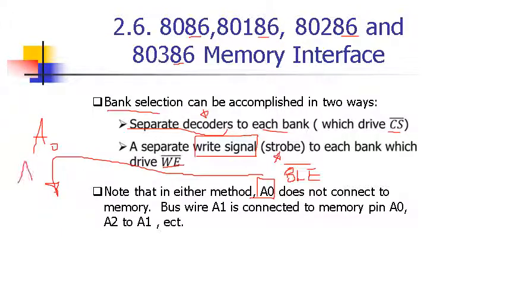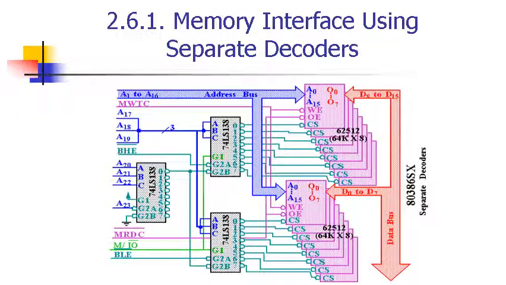You start connecting your memory from A1. So A1 of your bus is connected to A0 of your memory, A2 of your bus is connected to A1 of your memory, because A0 is reserved for activating the low bank of memory. Okay.